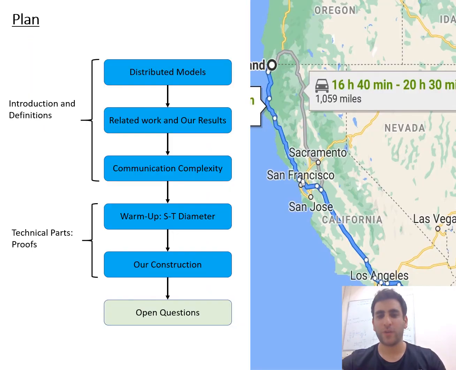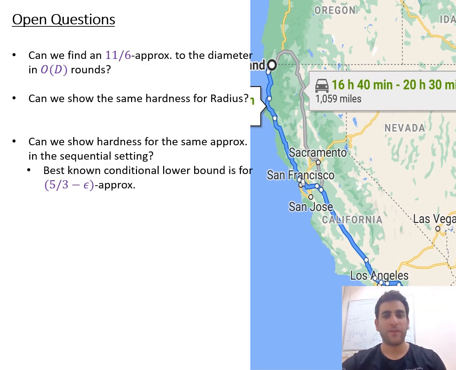Okay, so that's all I wanted to show you today. Now let me conclude with some open questions. The first question is naturally regarding 11/6 approximation. In this work, we showed that any approximation better than 11/6 must have some polynomial dependency on n in terms of running time. Can we show that 11/6 can be achieved in O(D) rounds, or in anything better than our lower bound?